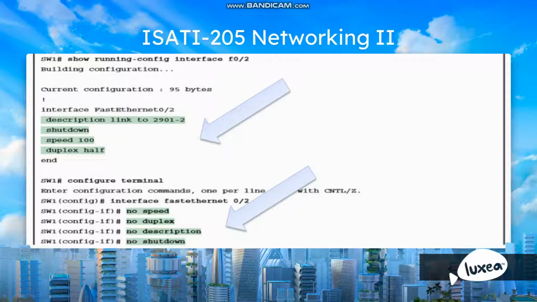A great example is this one. I will show you how to remove configuration with the no command. The picture shows our running config interface, and we have a list of configurations that we want to turn off. What should we do? Enter configure terminal and put no in front of all the listed interfaces. That's it. Very simple, right? Next.